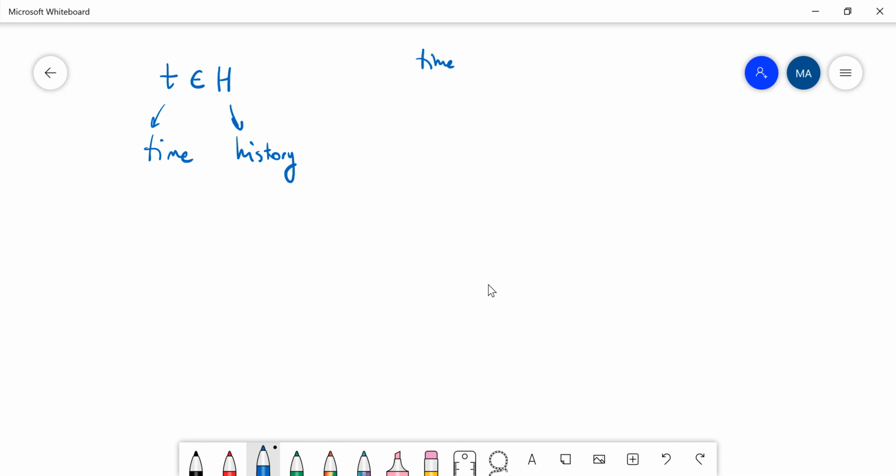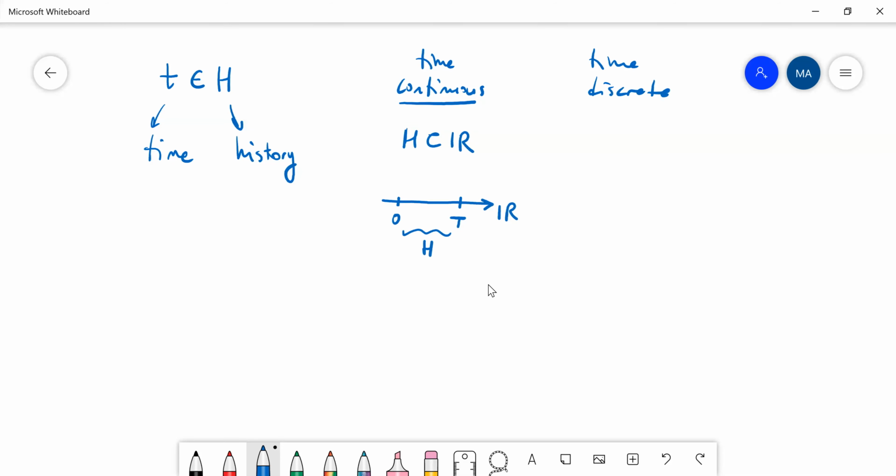Depending on whether time is continuous or discrete, H will differ. In continuous time, H will be a subset of the real line, so time will be passing through instants. There will be no hole. Remember the real line, there is no hole. So suppose that this is 0, and suppose that this is t. That could be your H, for instance, starting from some initial date and extending to some final date, t. So this would become your history.